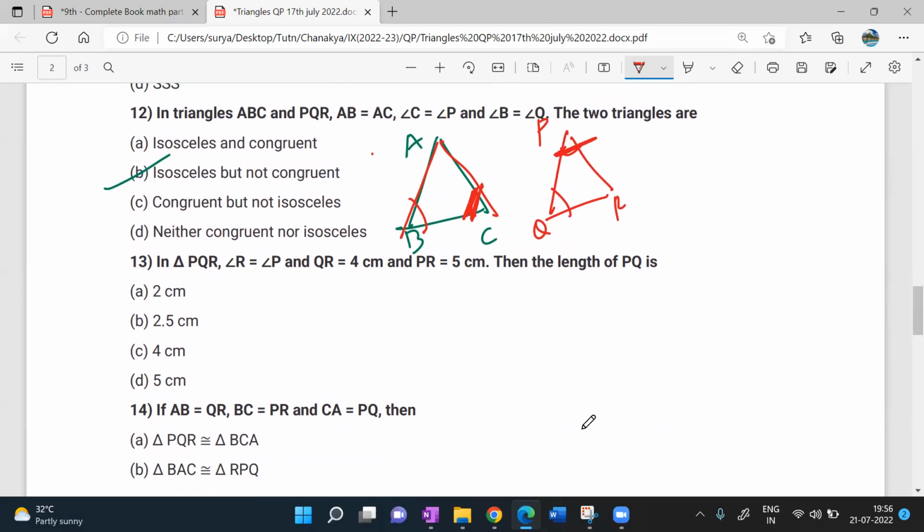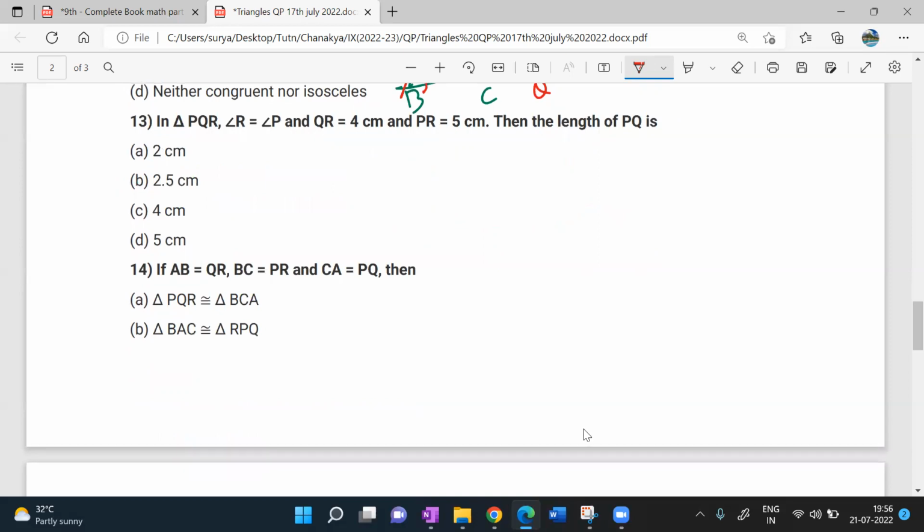Triangle PQR, the length is 4 only, sir. Angle R is equal to angle P, so these two are both equal. QR is 4, so PQ and QR are equal. The length of PQ is what? 4, sir. Sides opposite to equal angles are equal. This is also 4 only.